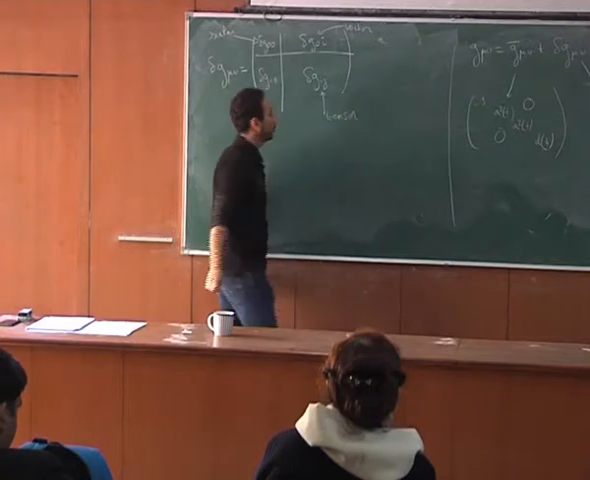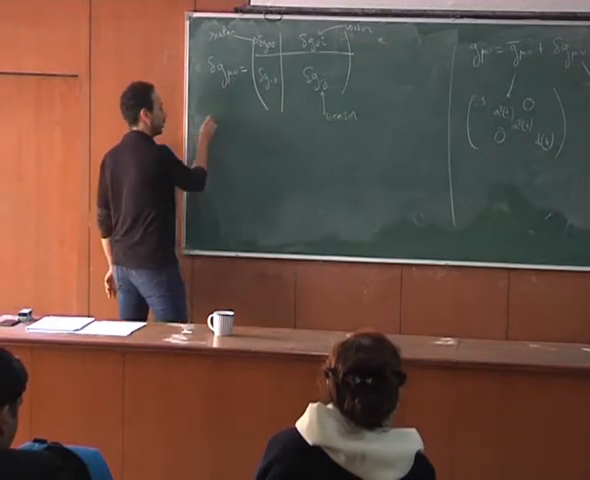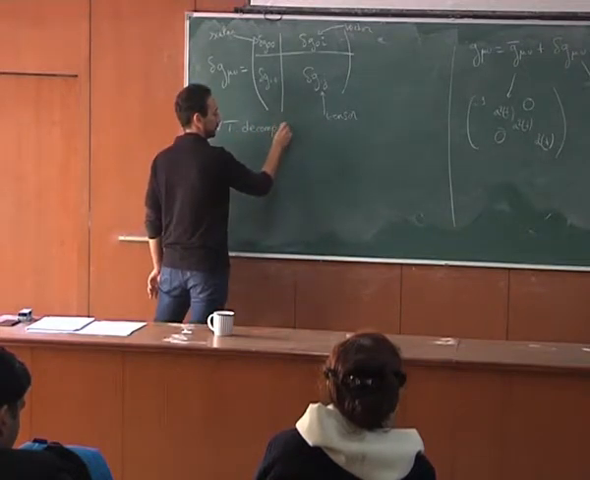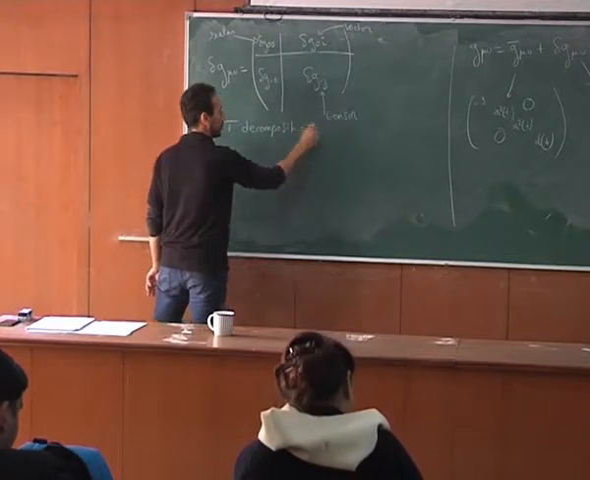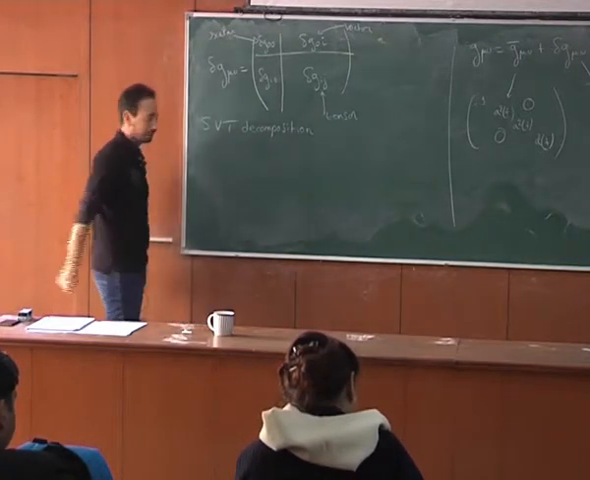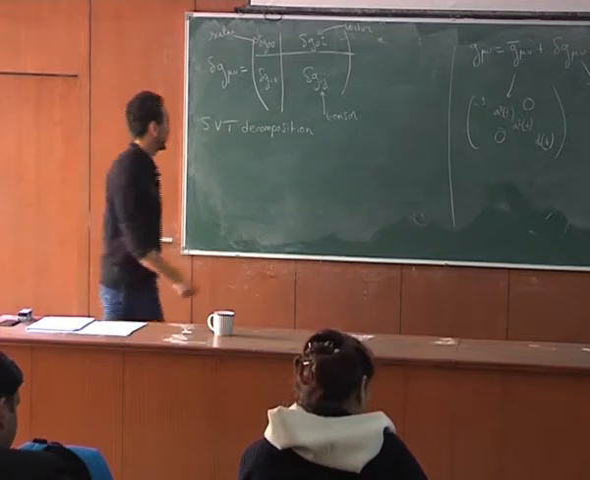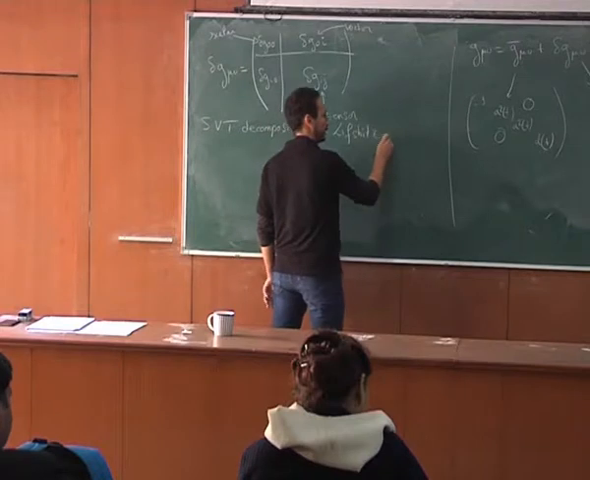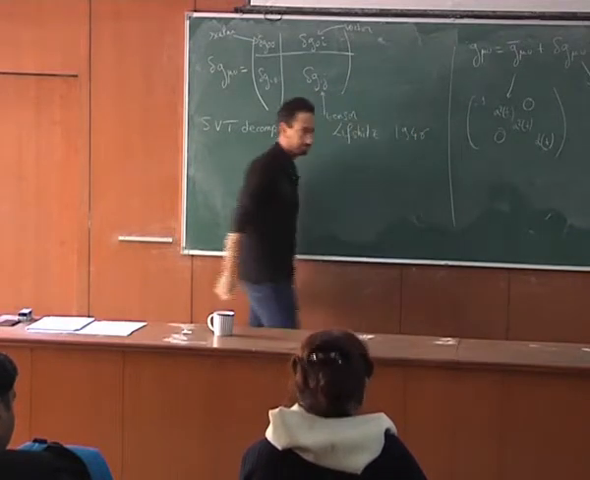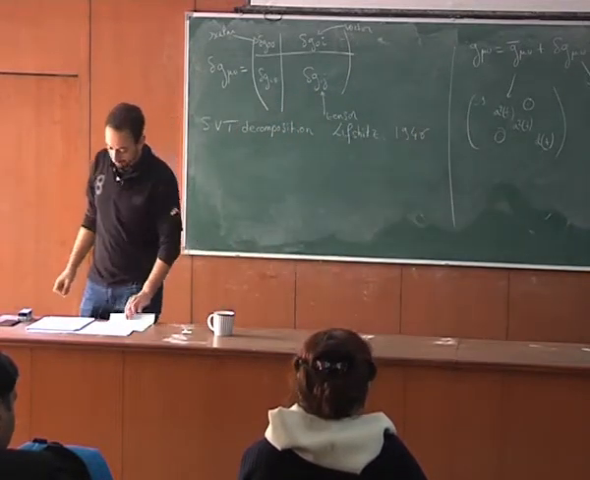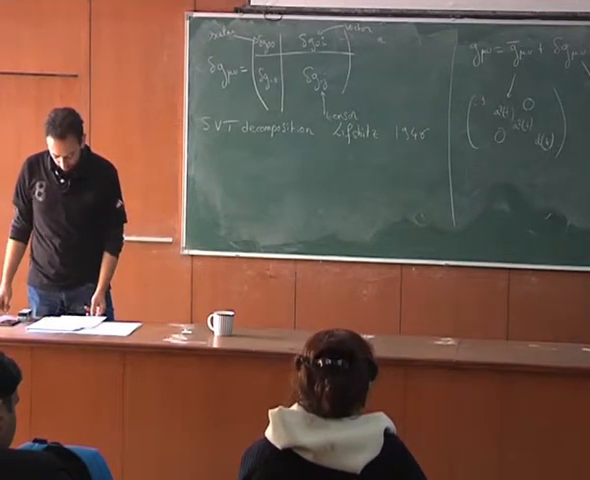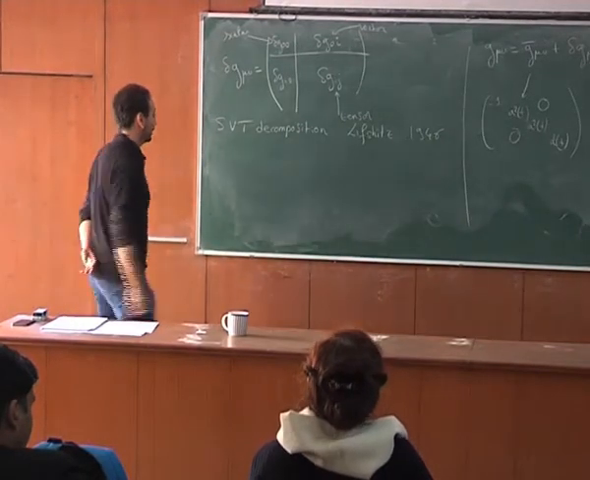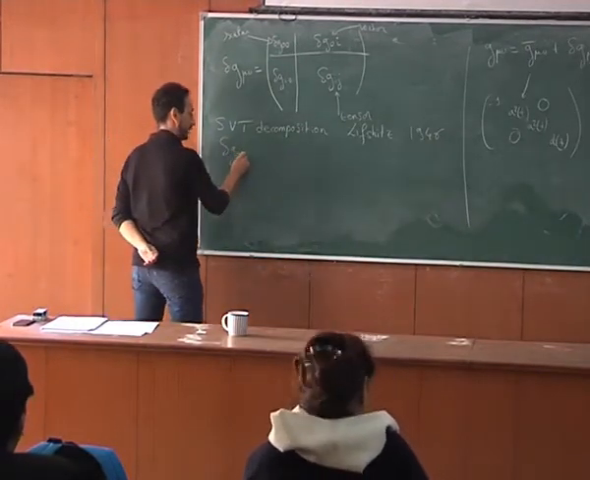And we will see why it is important to do this decomposition. It's called the SVT decomposition. So SVT is scalar vector tensor decomposition. That was introduced by Lifshitz in the year 1946. So the idea is the following: delta G00 is a scalar.